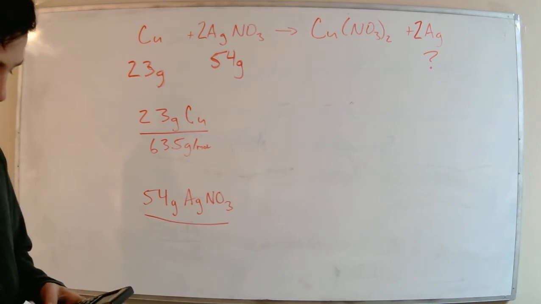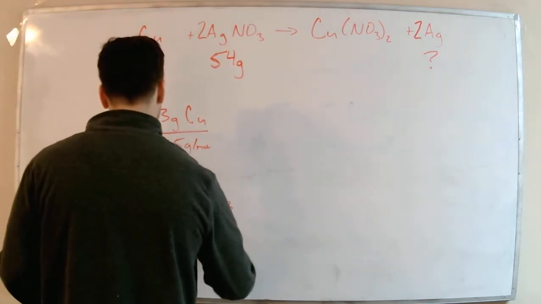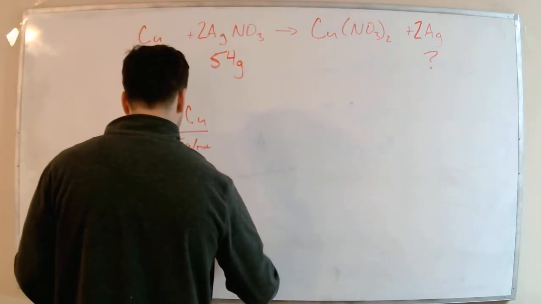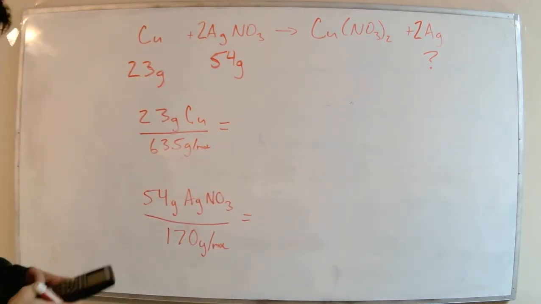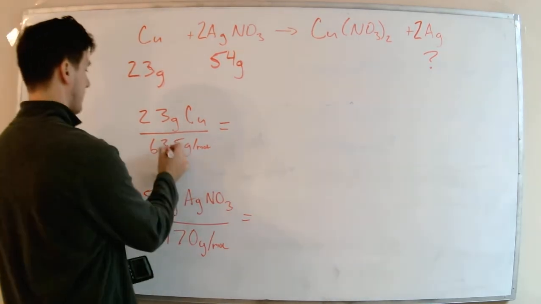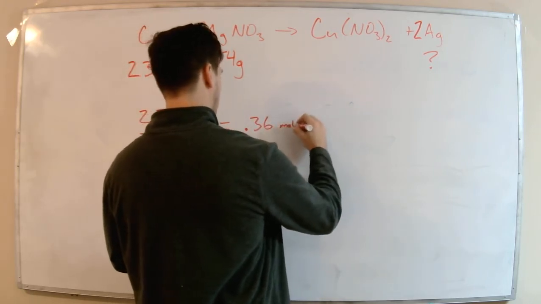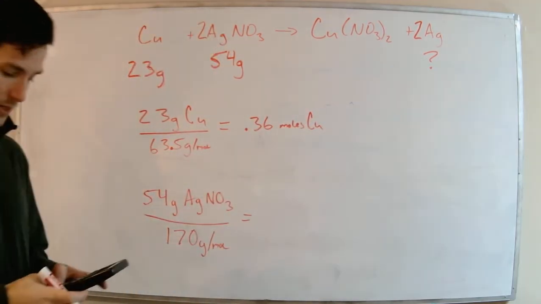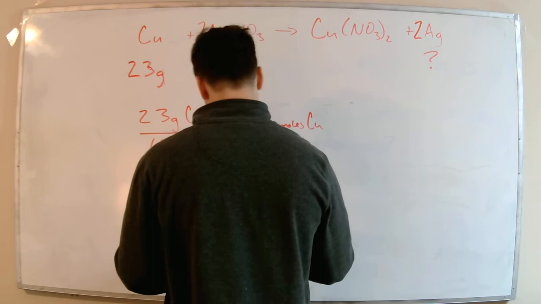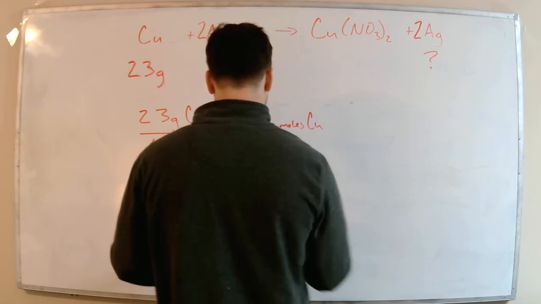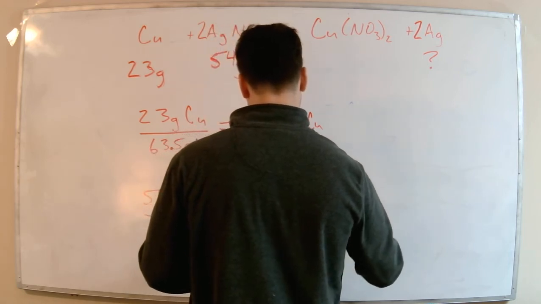And silver nitrate, silver on its own is 108 pretty much. Nitrogen on its own is 14. And then I got 3 oxygens there, all at about 16. So I will divide by 170 grams per mole to get moles of silver nitrate. So let's go ahead and take 23 divided by 63.5. Remember, that's 63.5. And I'll get 0.36 moles of copper. For silver nitrate, I take 54 divided by 170, and I get 0.31. Let's just do 0.32 to keep it consistent. 0.32 moles of silver nitrate.